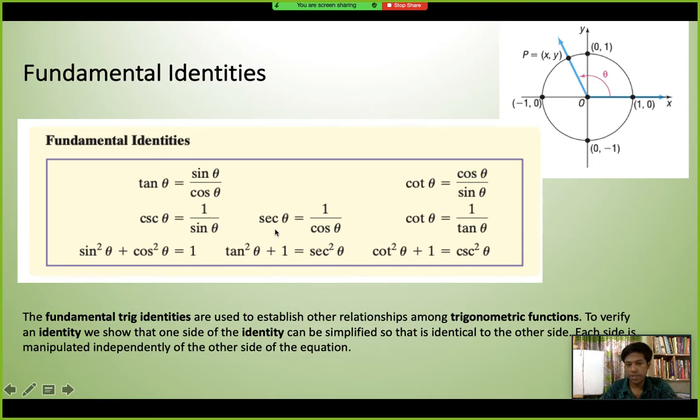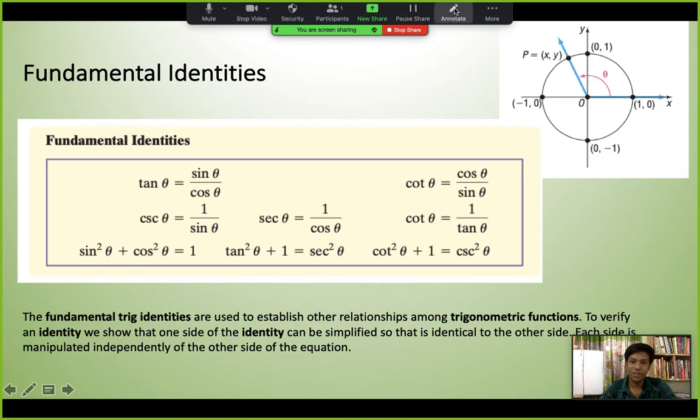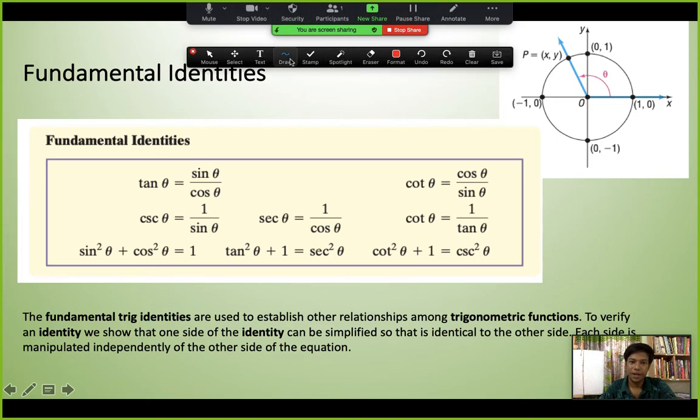And cosec is 1 by sine, sec is 1 by cos, and cot is 1 by tan because they are reciprocals of each other. Sin square theta plus cos square theta equals 1. This is actually another very interesting thing. This comes from the Pythagorean theorem. Let me show you that.